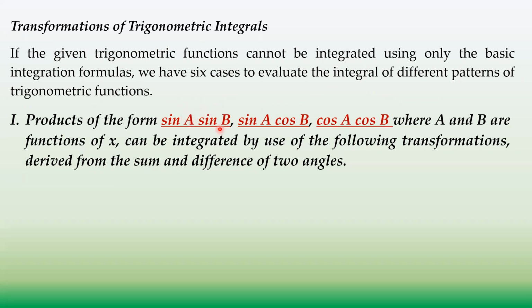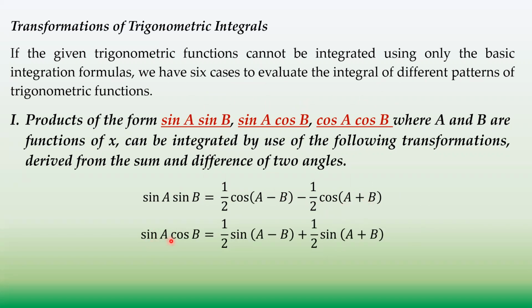Okay, so ito ang unang case. Products ng sine A sine B: sine x sine 2x. Sine A cosine B: sine 3x cosine 4x. Cosine A cosine B: pwede maging cosine x cosine 5x, and so on. So meron tayong patterns. Una, if we have sine A sine B, papalitan mo siya ng 1/2 cosine of A minus B minus 1/2 cosine of A plus B para ma-integrate mo siya. Kung meron kang sine A cosine B, papalitan mo naman siya ng 1/2 sine of A minus B plus 1/2 sine of A plus B. Last, kung meron kang cosine A cosine B, palitan mo siya ng 1/2 cosine of A minus B plus 1/2 cosine of A plus B.